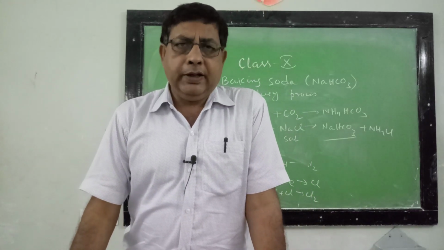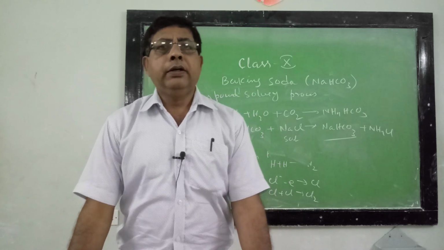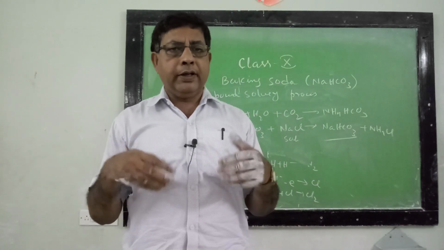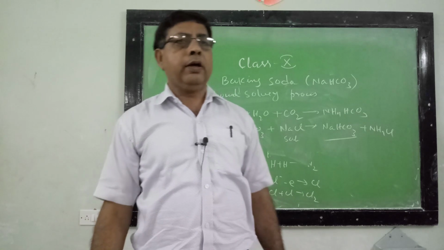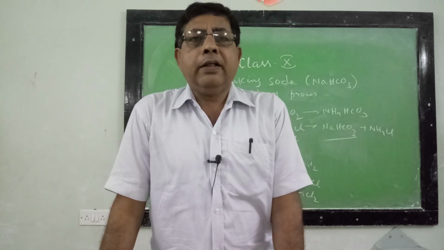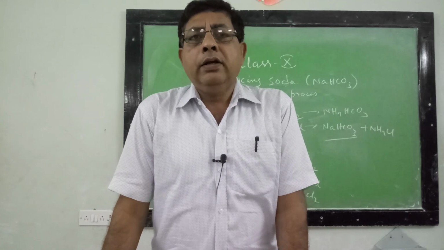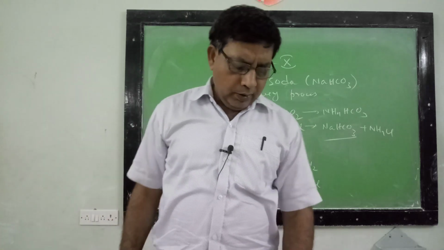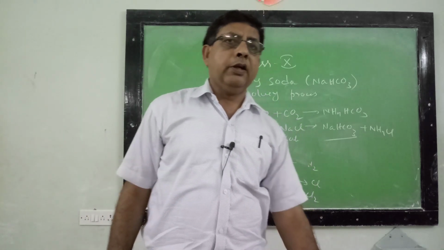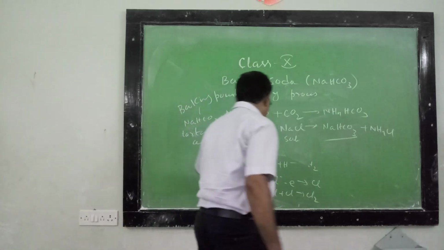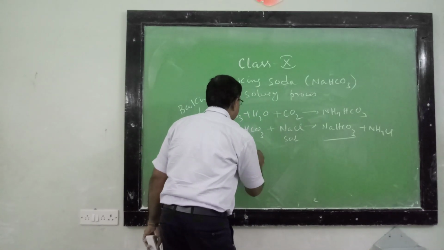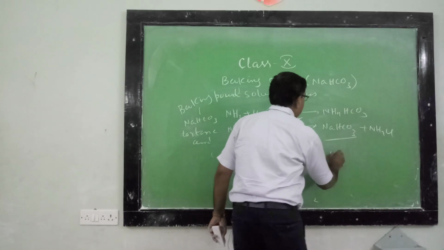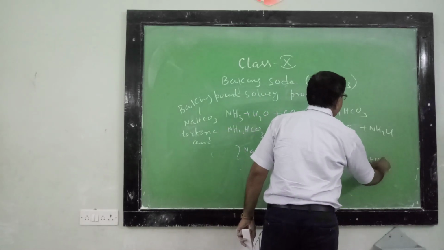This baking soda or baking powder is used in bakeries and in the preparation of bread. When baking soda or baking powder is heated, it evolves carbon dioxide gas. This carbon dioxide gas makes the cake and bread spongy and soft. So this is the main use of baking powder. Another use is the preparation of washing soda from sodium carbonate. Sodium bicarbonate, NaHCO3, when heated at high temperature, gives sodium carbonate plus CO2 plus water.